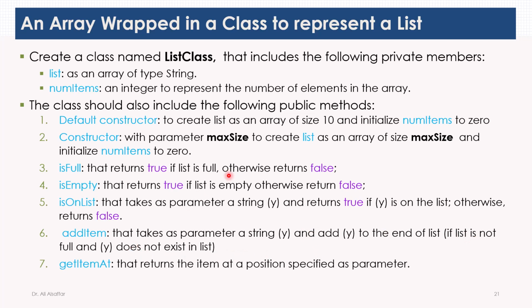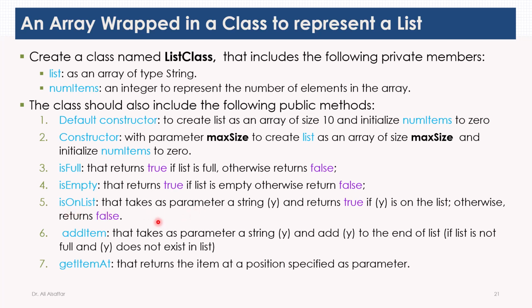There is a space where we can add this element, and at the same time it does not exist in the list. To do that, we can check whether the list is full or not by using the method isFull, and check whether the element is on the list or not by using the method isOnTheList.